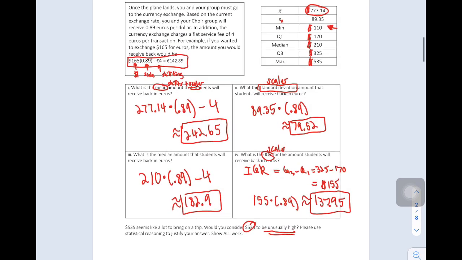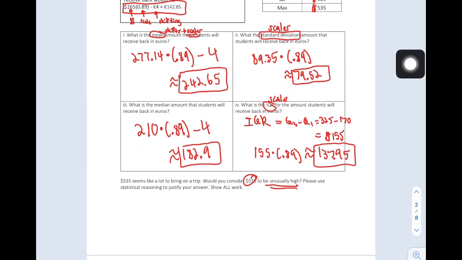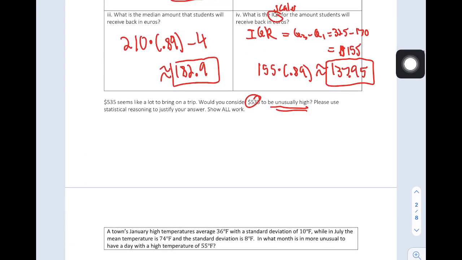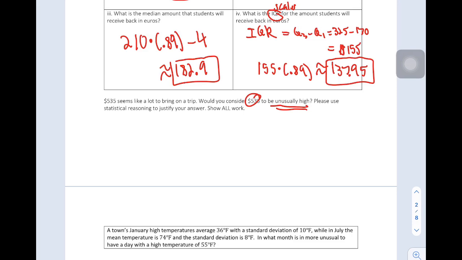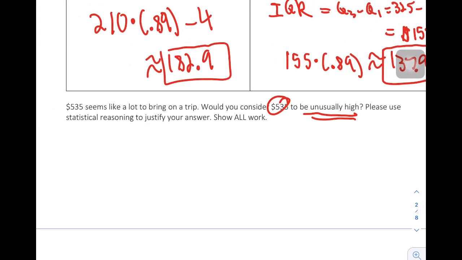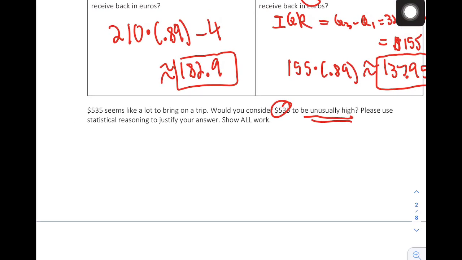So remember I said that this 535 seemed to be pretty high compared to the rest of this, and I said we could figure out if it's an outlier. What I want you to know right now is this is actually going to be the first time you see something where we talk about unusually, and this is when we talk about the mean and the standard deviation. So in order for something to be unusually high or unusually low, it needs to be more than 2 standard deviations away from the mean.